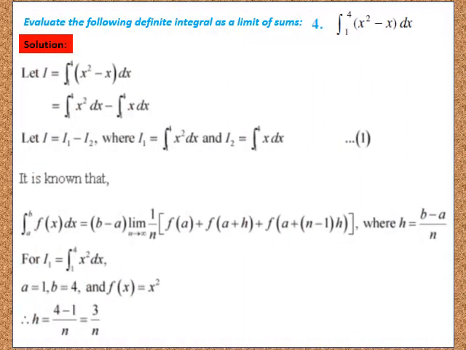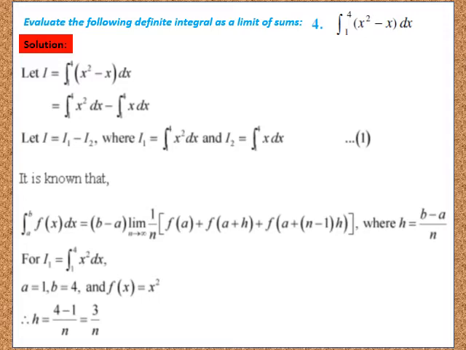Next is question number 4. Evaluate the definite integral as the limit of sum, and the integral is the integral from 1 to 4 of (x square minus x) dx. So we have the integral I equals the integral from 1 to 4 of (x square minus x) dx, which can be written as the integral from 1 to 4 of x square dx minus the integral from 1 to 4 of x dx. So taking them as I1 and I2, we are getting I1 equals the integral from 1 to 4 of x square dx and I2 equals the integral from 1 to 4 of x dx. So we will solve I1 and I2 separately.